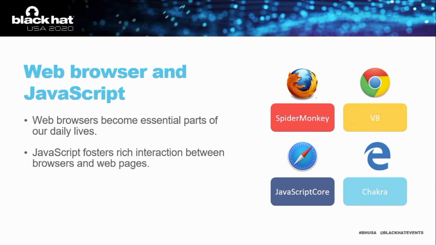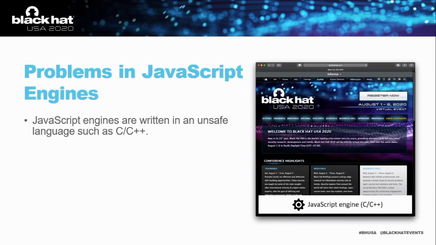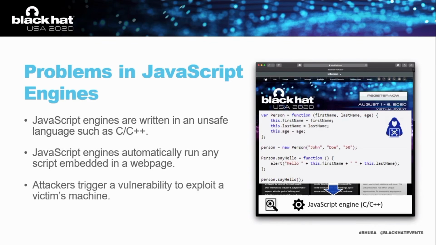As you can see, most of the modern web browsers have JavaScript engines embedded. However, the problem of the JavaScript engines is that they are usually written in unsafe languages such as C or C++, so they might contain vulnerabilities. Also, JavaScript engine automatically runs any script embedded in a web page. Therefore, it is easy for an attacker to inject his script and trigger the vulnerability to exploit victim's machine.